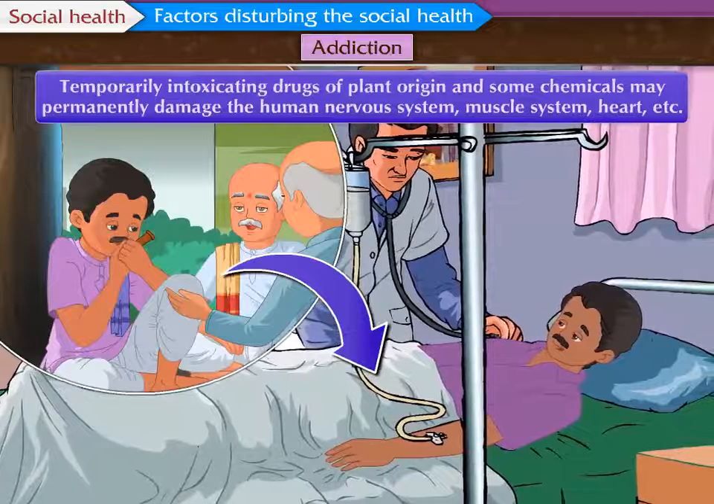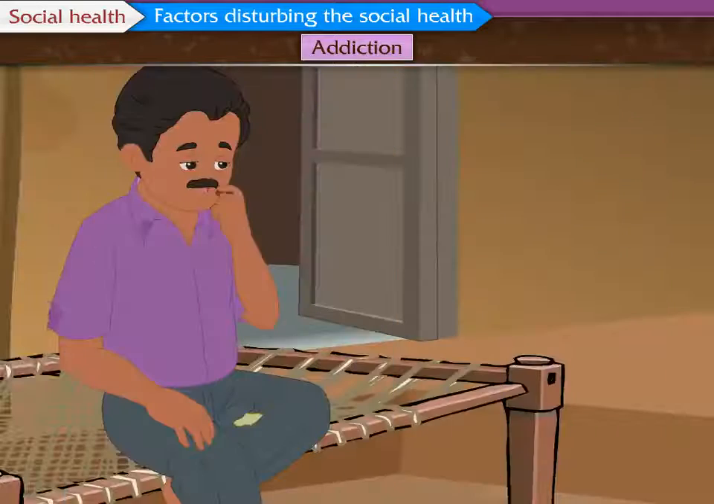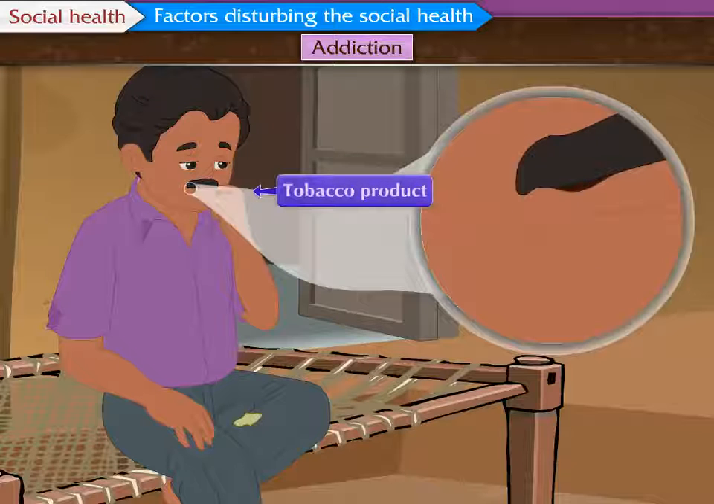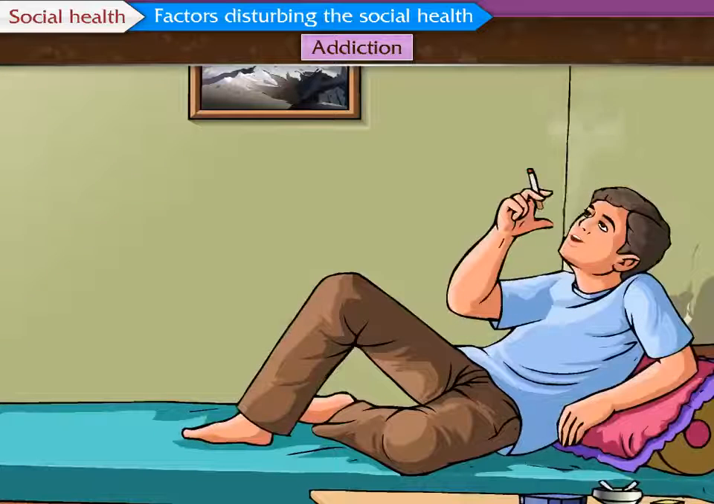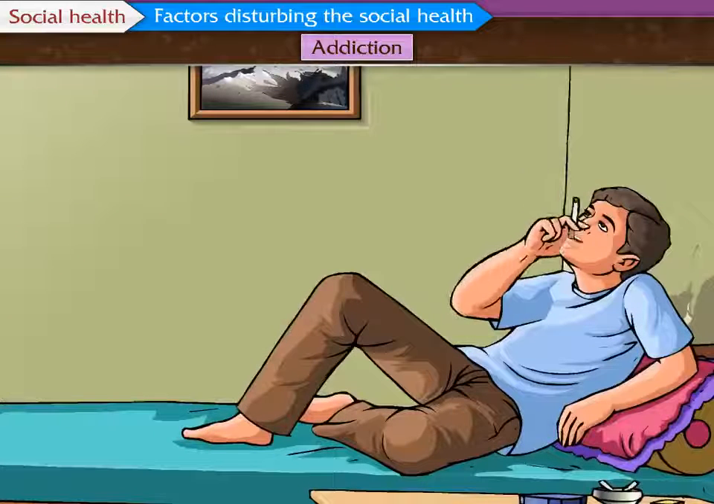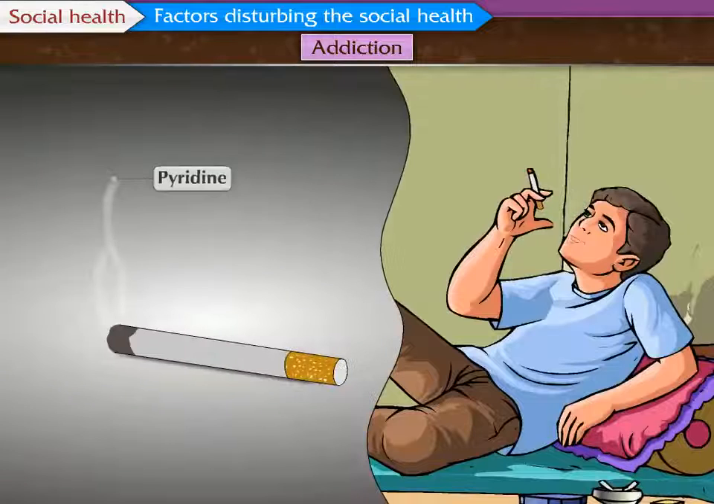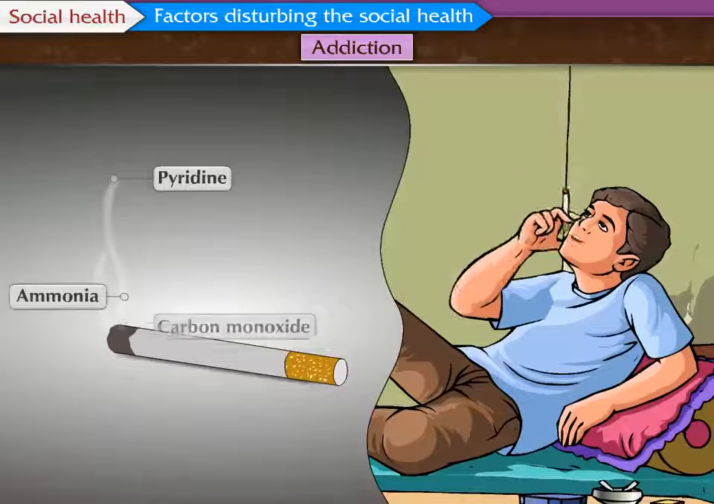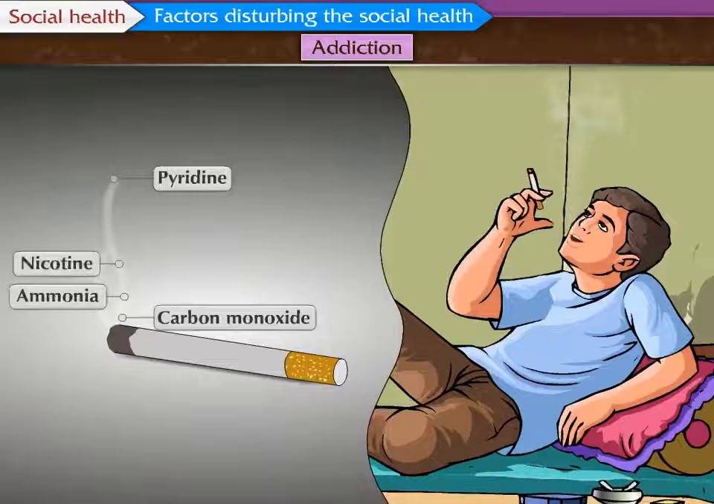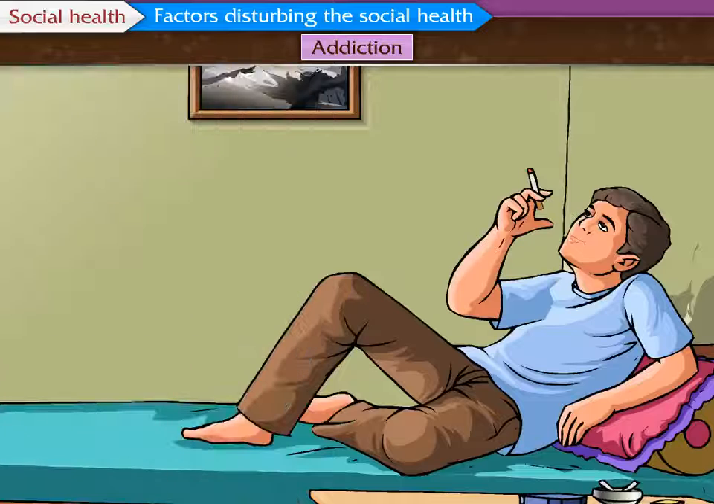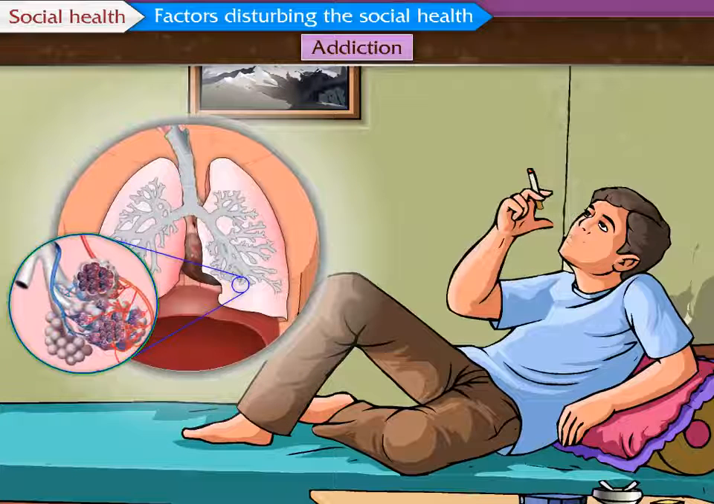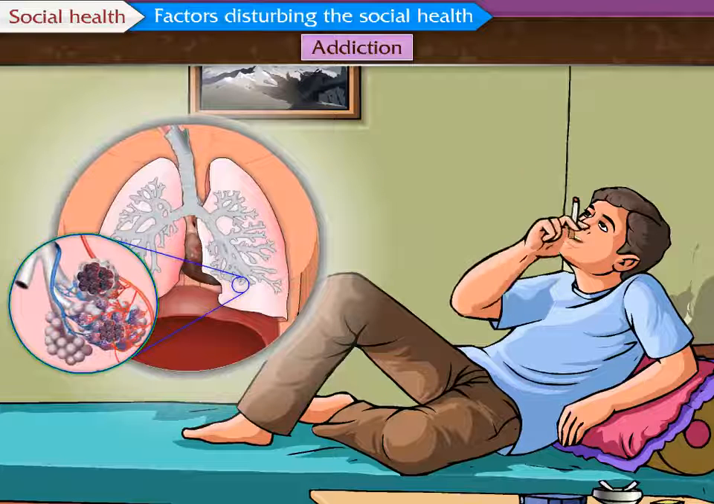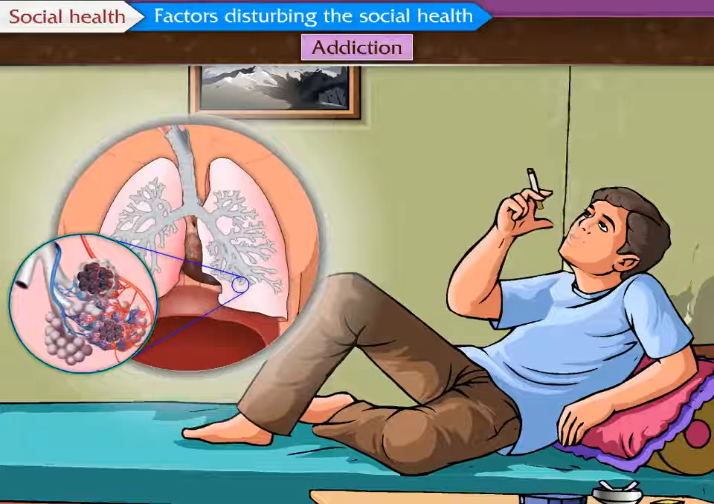We have already learnt in our previous grades that long-term consumption of tobacco products may lead to mouth and lung cancer. Smoke coming from tobacco products contains harmful compounds like pyridine, ammonia, carbon monoxide, nicotine, and sulfur dioxide. Due to inhalation of these compounds, healthy tissues of the lungs are affected. Tumors are formed. This can eventually lead to cancer.